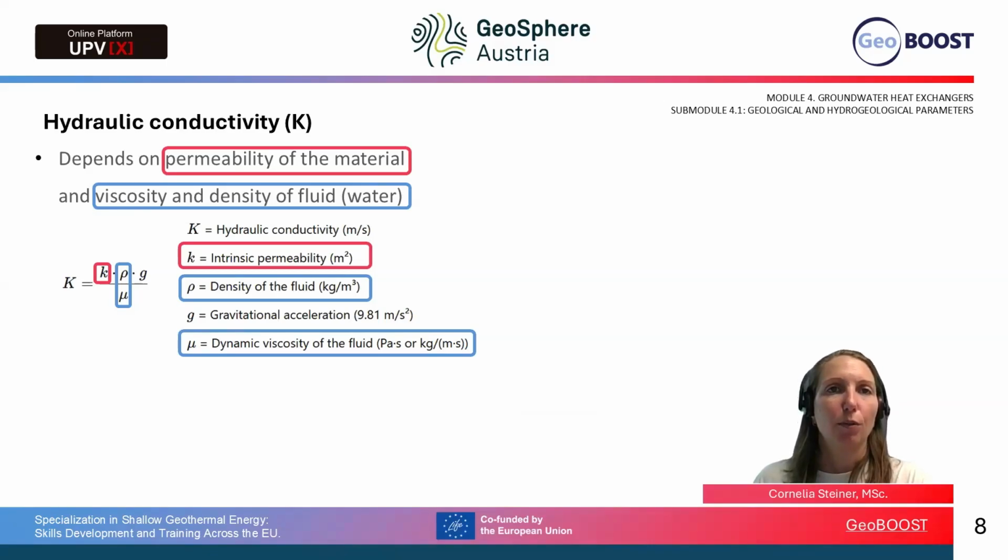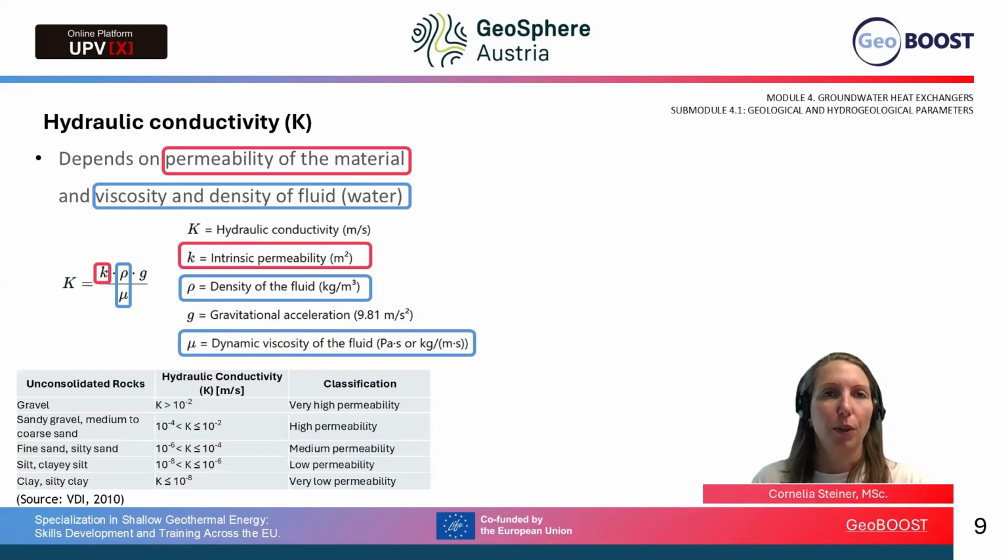This is a measure of a material's ability to allow water to flow through it under a hydraulic gradient. It depends on the permeability of the material as well as the viscosity and density of the fluid, in our case, water. The intrinsic permeability is specific for the rock type and the porosity. It's a material property that depends on the grain diameter and the geometrical properties of the pore space. So that's the distribution and connectivity of the pores.